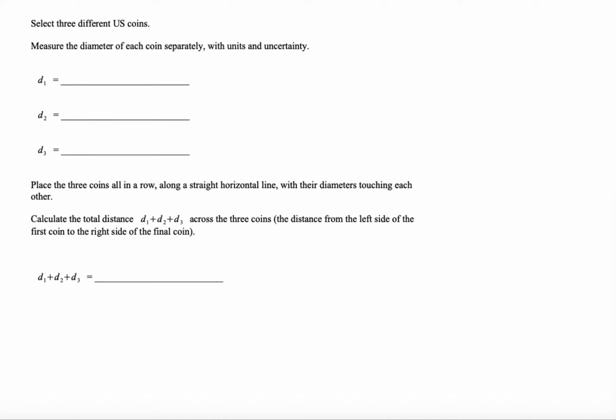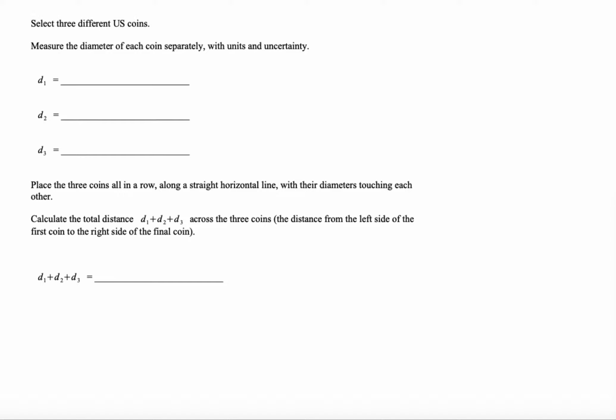Alright, so this problem says select 3 different US coins. We want to measure the diameter of each coin separately and give units and uncertainty. We also want to give the right number of significant figures for each diameter. We're going to place all the 3 coins in a row along a straight horizontal line with their diameters touching each other.